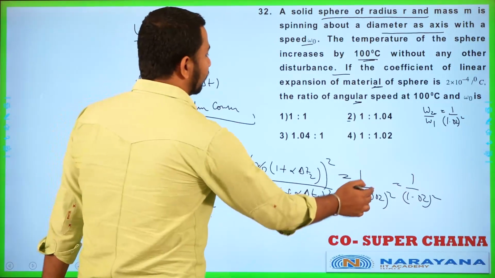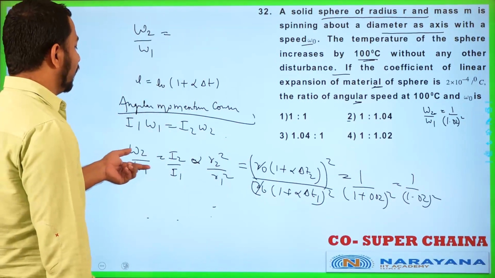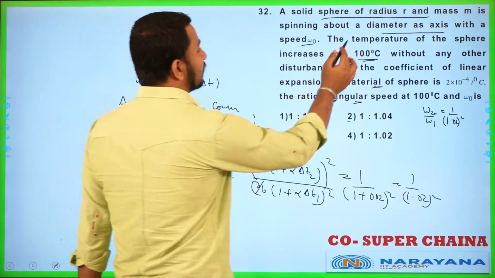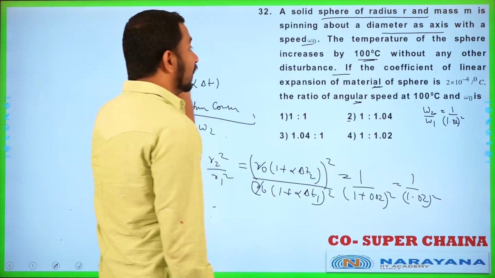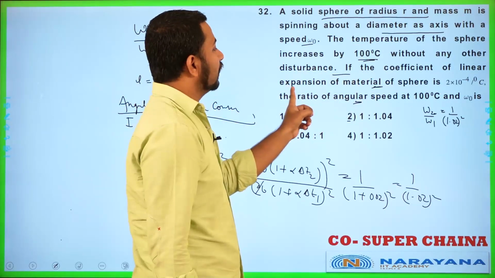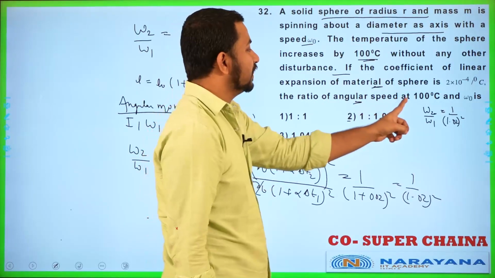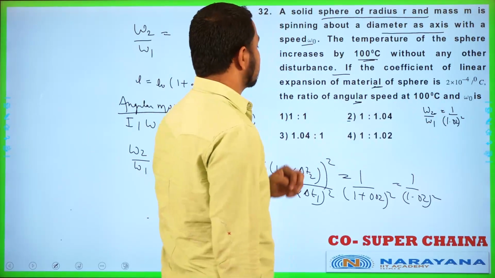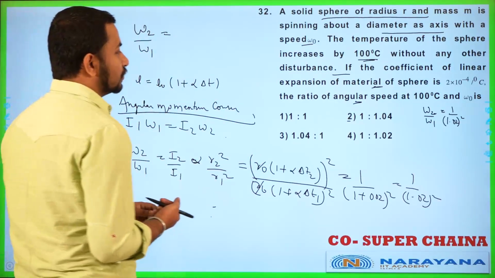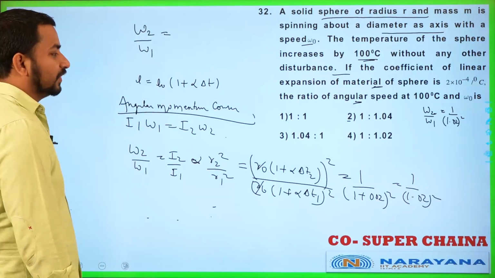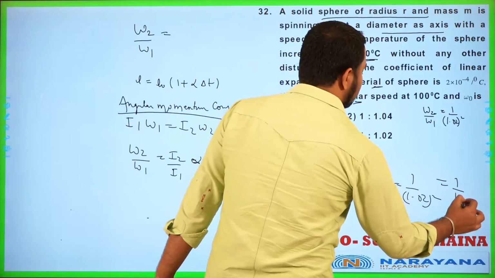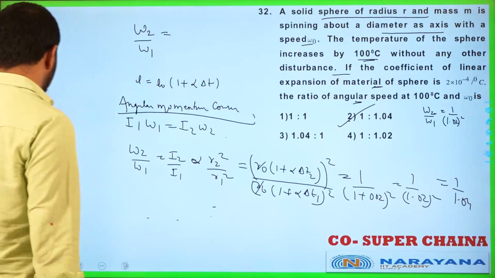So when you take the ratio of these two, I1 omega 1 and I2 omega 2, what is the first case? A solid sphere of mass m is spinning about the diameter, the temperature increases by 100 degrees without any disturbance. If the linear expansion of the material is this, the ratio of angular speed at 100 and omega naught is. So initially and finally, these two ratios you have to take. If you take these two ratios, we will get 1 by 1.04, and that will be the answer of this question, student. Let's move to the next one.